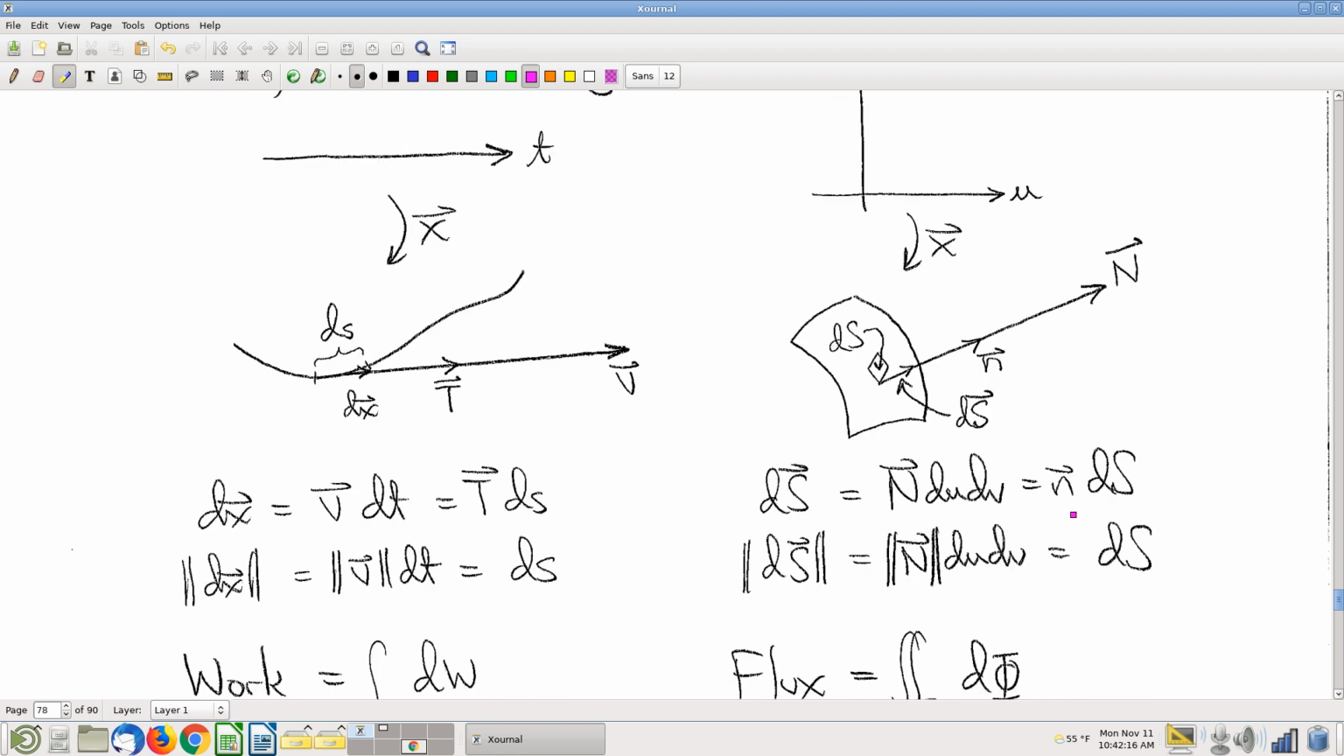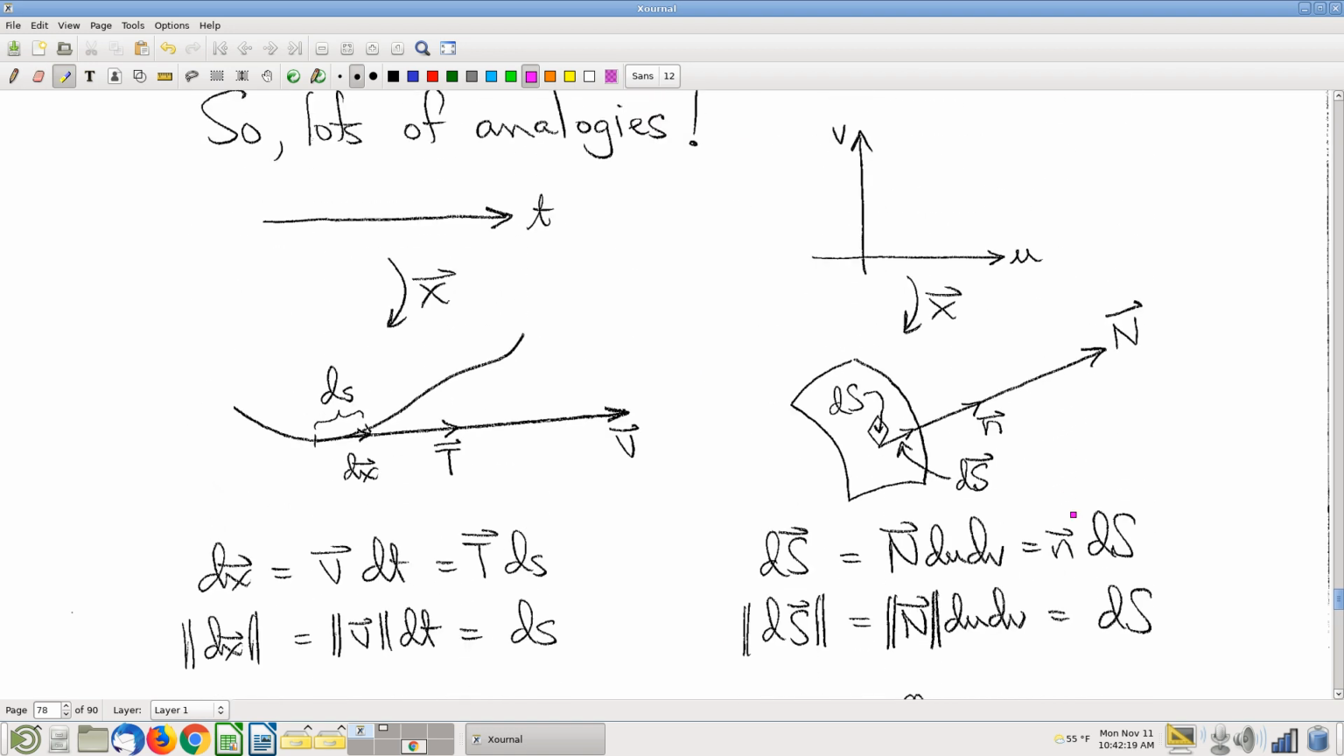Okay, so now let's talk about the analogy. We've seen all this stuff, but I think it's fascinating and instructive to see how strong the analogies are, and here we go. Notice in both cases, we are parameterizing. In both cases, we are doing pullbacks into Rn. Well, R1 on the left, R2 on the right, but we're still doing pullbacks into Rn.